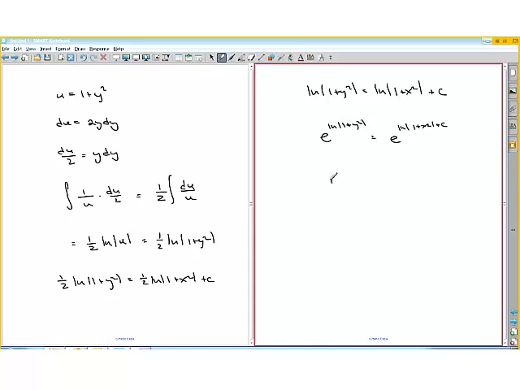And when we do that, you get 1 plus y squared is equal to, well, remember we can break this up into e to the natural log of the absolute value times e to the c. We just call that c. So we get c times 1 plus x squared. And we could solve for y explicitly, but it turns out they don't do that. So this is our general solution.